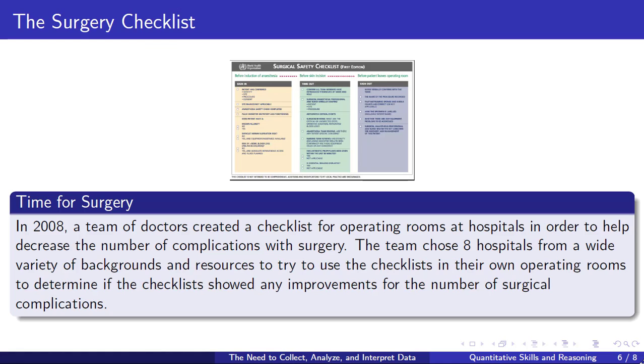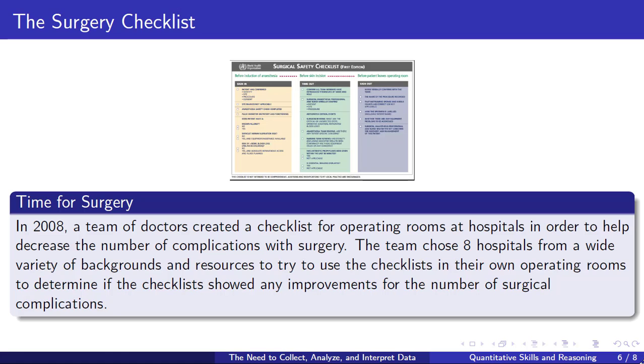So now the team chose 8 hospitals from a wide variety of backgrounds. So just to give you an idea, there were rural and urban hospitals, and some were public, some were charity, some were more district hospitals. They had anywhere ranging from around 370 hospital beds up to 1,800 hospital beds in these hospitals. And then from an assortment of countries.